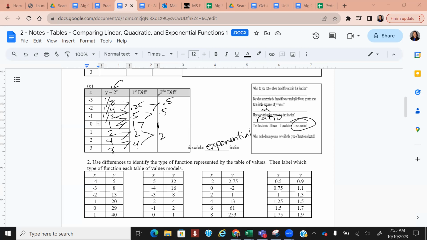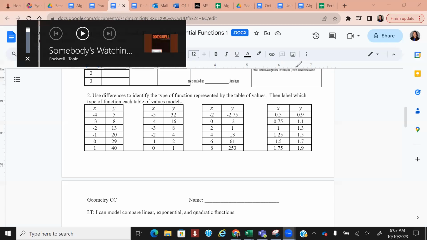Okay. This should be a 0.25. I apologize. So what I want you to do is on number 2, I want you to identify what type of function this is, either linear, exponential, or quadratic. Okay. You need to try this because this is going to be on your EOC. This is going to be on your final exam. Okay. Go ahead and take a moment. Try this on your own. I don't know. We're going to find out.